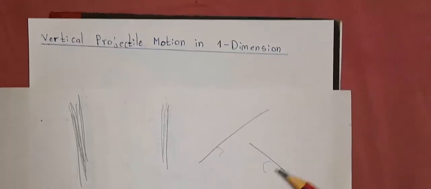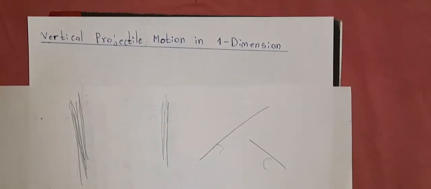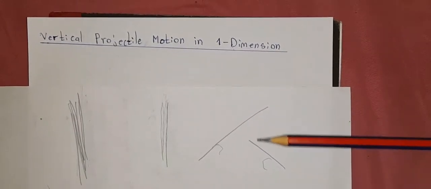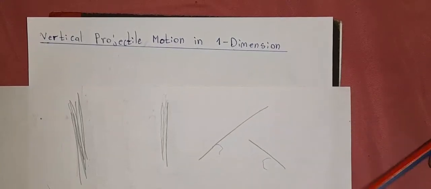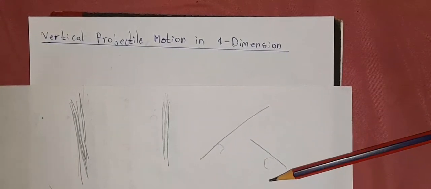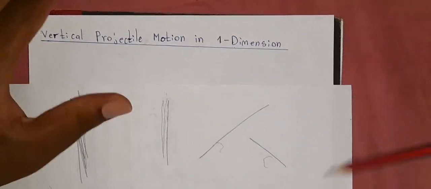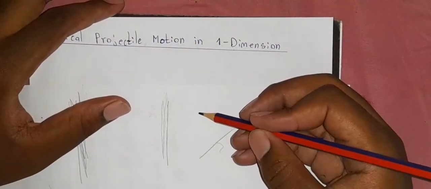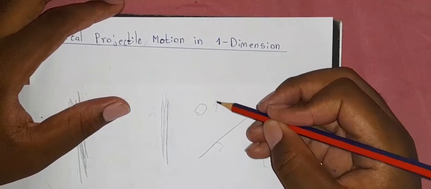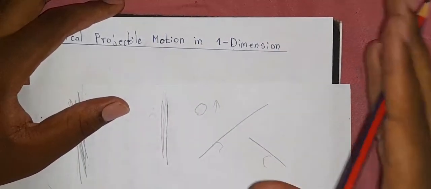Let's say we throw a ball upwards with a certain velocity. What happens to that velocity when the object is going up? Does the velocity increase or does the velocity decrease, and why? The correct answer to that question is as the projectile goes up, its velocity decreases.